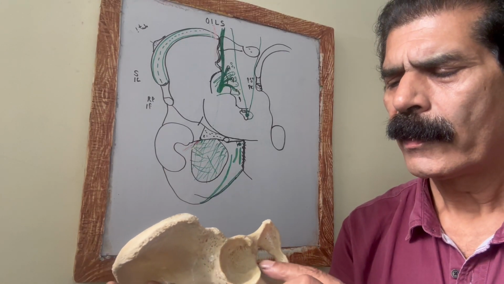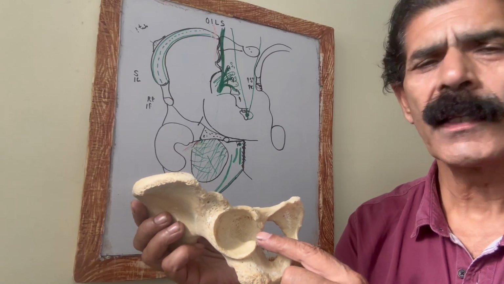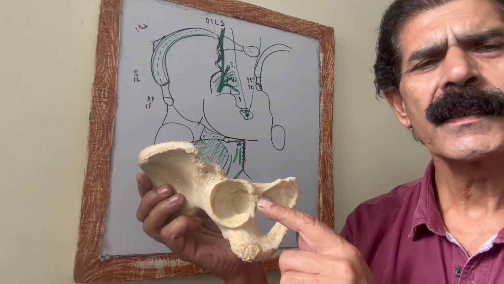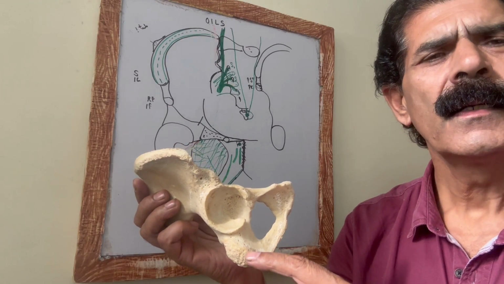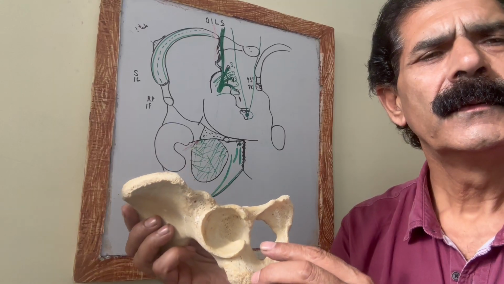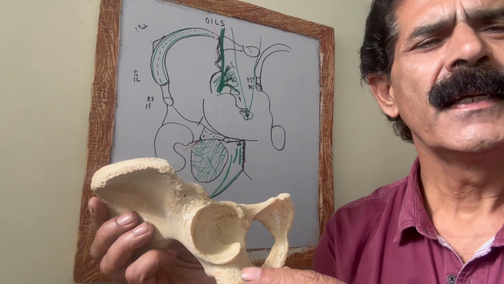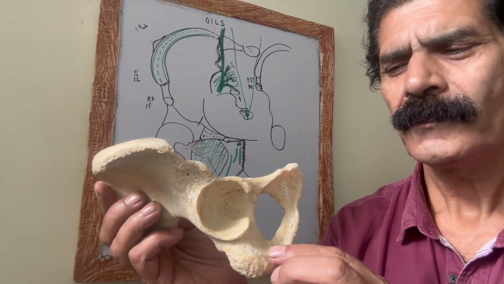And the obturator nerve descends downward in front of the thigh after giving the articular branch which enters into the ligamentum teres of the hip joint. Then the main obturator nerve goes downward, and obturator externus muscle fibers pass between the anterior and posterior divisions of the obturator nerve here.